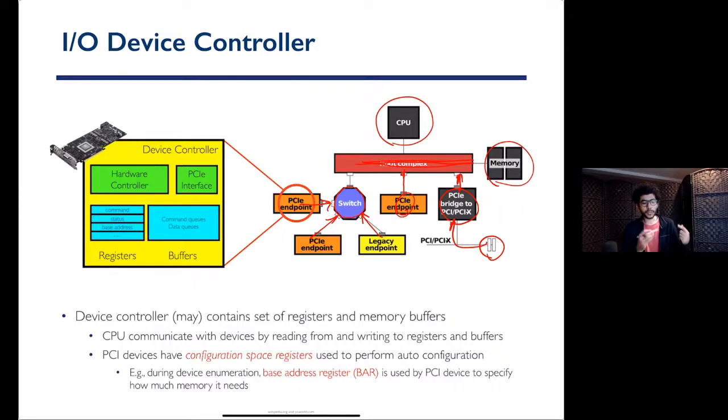Now, this architecture allows endpoints to talk to each other. It allows the CPU to talk to devices. So when you run your device driver, it communicates with the device, and then your devices could talk to each other because they can send packets to each other.